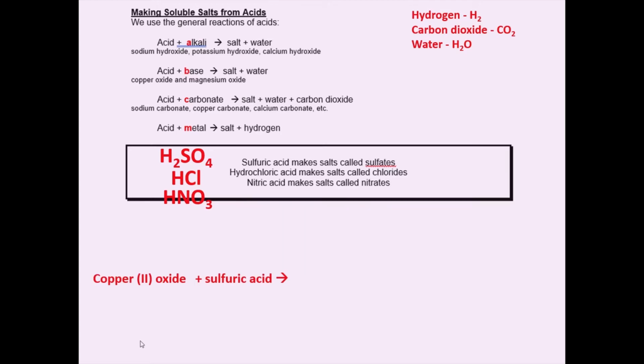Okay, and final one, copper oxide and sulfuric acid. That's the one we saw in the video at the start of this, the little reaction. Now, what is this? Copper oxide is a metal oxide, so it's a base. So the name of the salt, copper sulfate. And then the other product, because we had acid plus base, salt plus water.